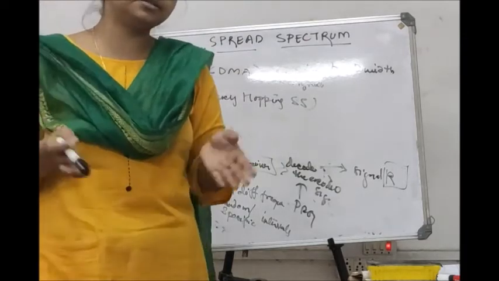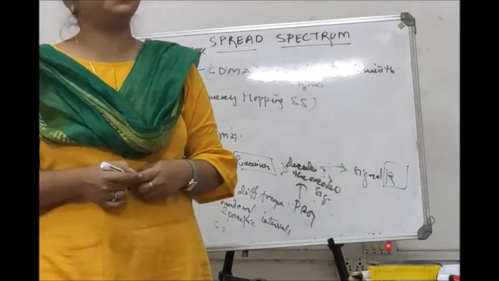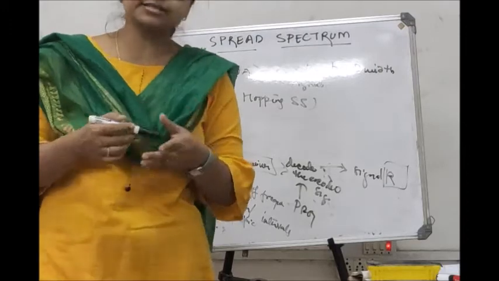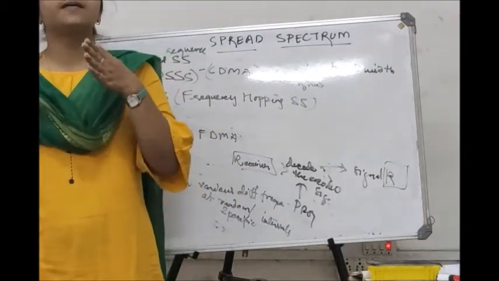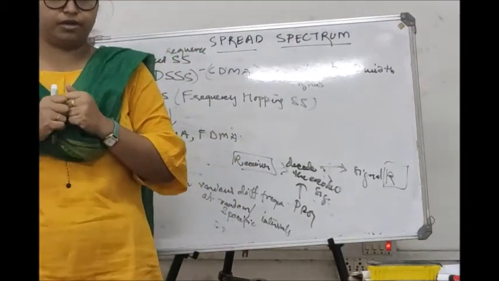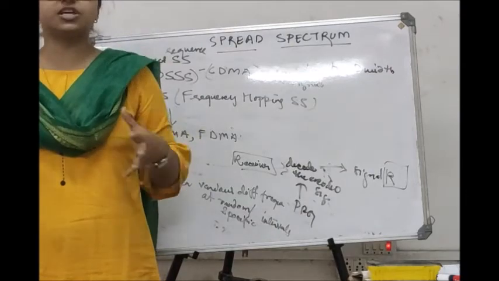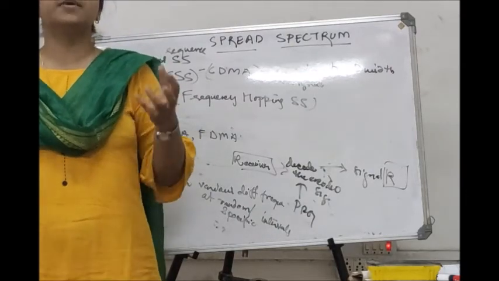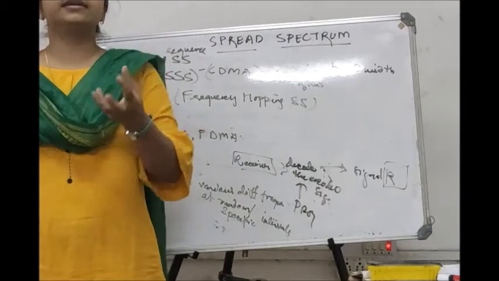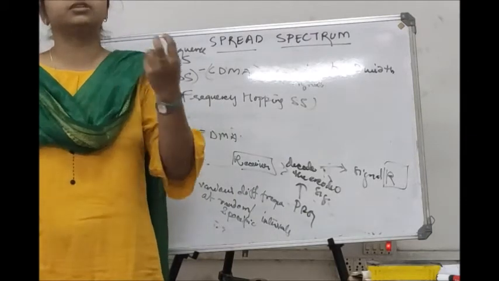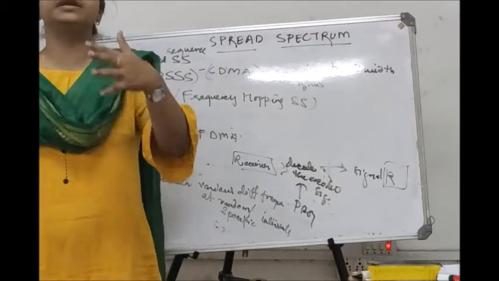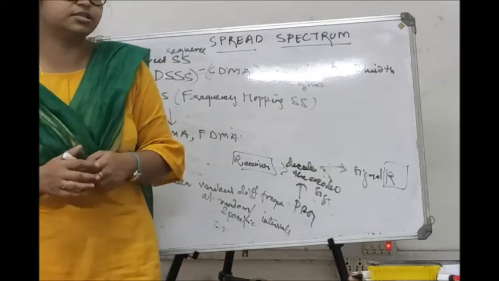So we have more or less discussed the entirety of spread spectrum, and in the next class we will continue with the medium access control topic: how, in a common channel, in a common medium, multiple stations transmit and receive data, and how the medium is accessed.